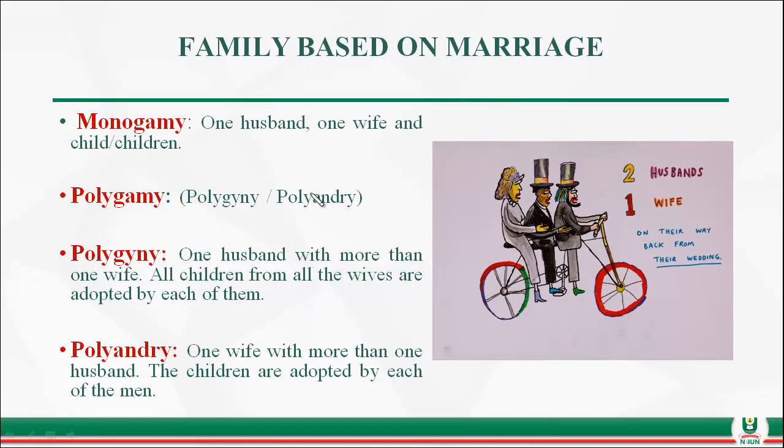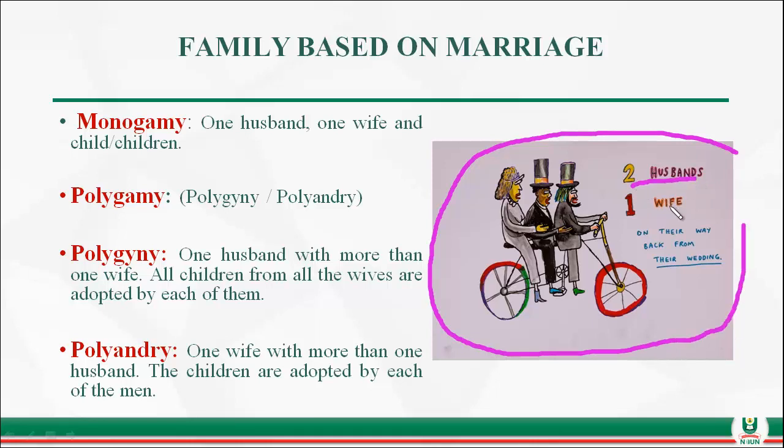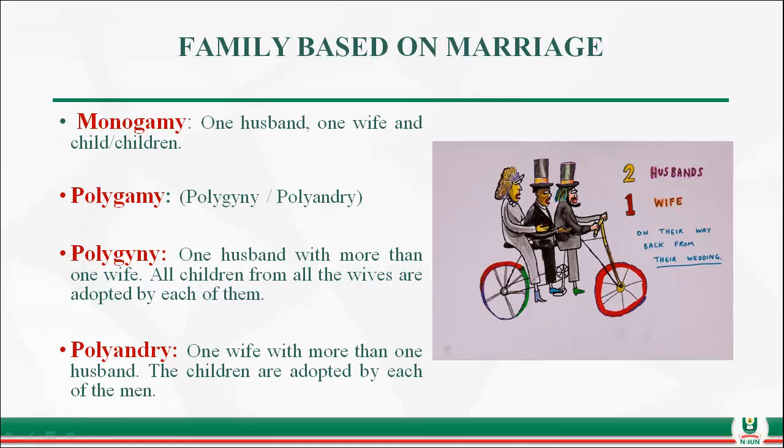All right, let's move on to the next type of family based on marriage. Now the family based on marriage, as you can see here, we have a very funny picture. It's two husbands and one wife on their way back from a wedding. Now these are the two husbands right there. This is a funny picture to depict a type of family based on marriage.